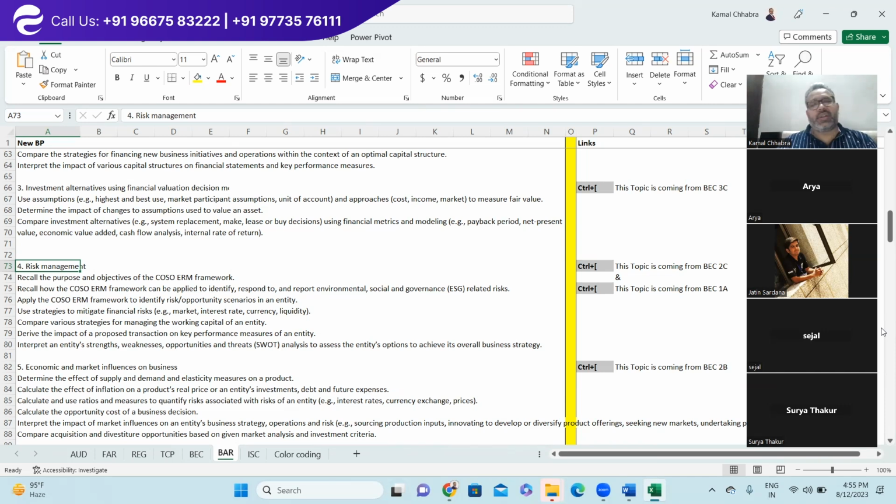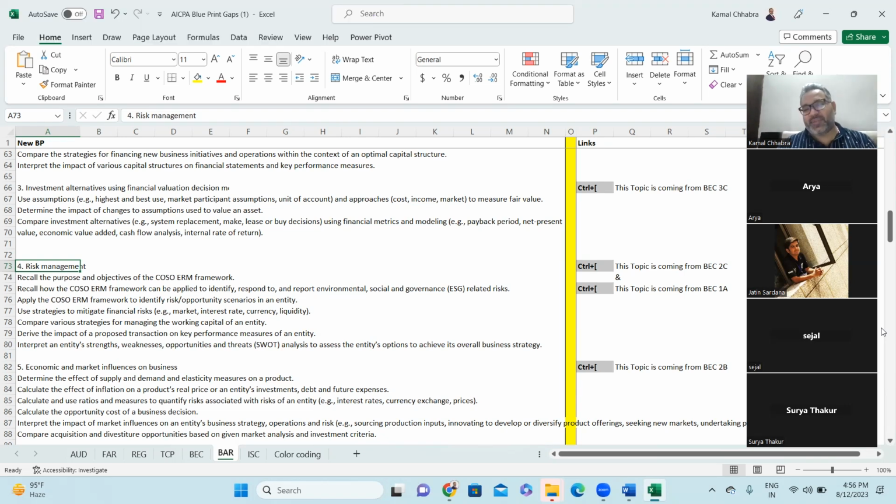Now coming to risk assessment, there's a beautiful topic in this called COSO. Have you heard about this term? Surya, Arya, Sejal? No. Okay, just make a note. Today, go back to your audit file and check for the COSO framework. This is very important and heavily tested in your exam, both in the audit exam as well as in your BAR exam. So this topic is in both places. We'll be discussing it in detail.